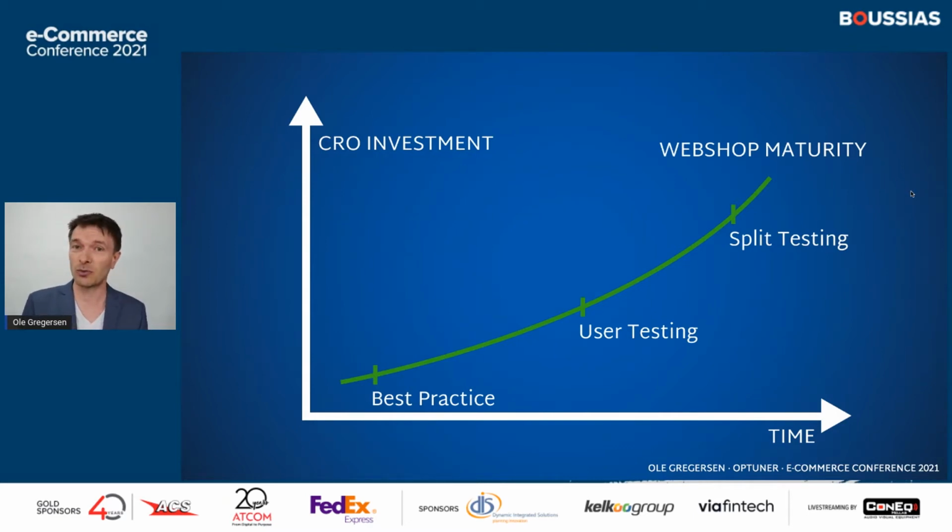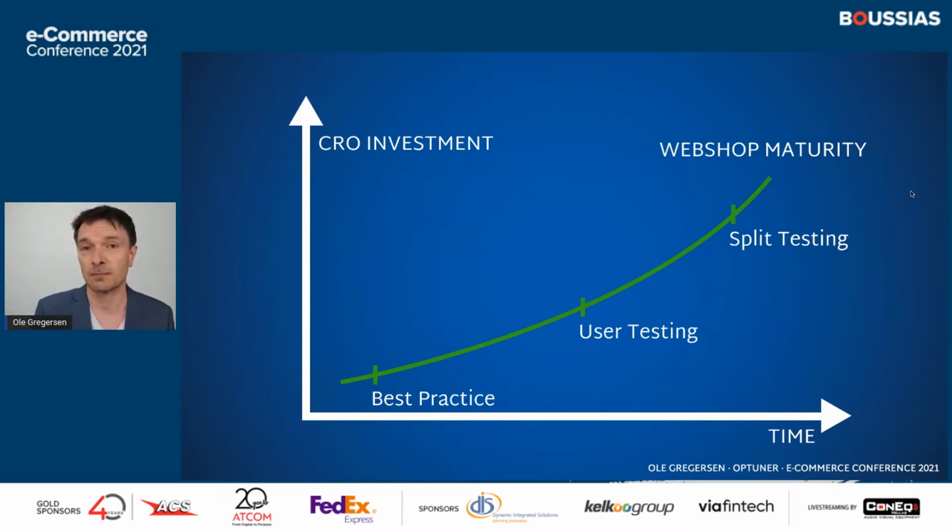I'm going to talk about 3 key methods here: best practice, user testing, and split testing. And I know there are many other things you can work with, but these are 3 important pillars. And I'm going to say that in my experience, there's a natural progression for these 3 methods. And I'm going to walk you through that progression and spend around 10 minutes on each for the next half-hour.